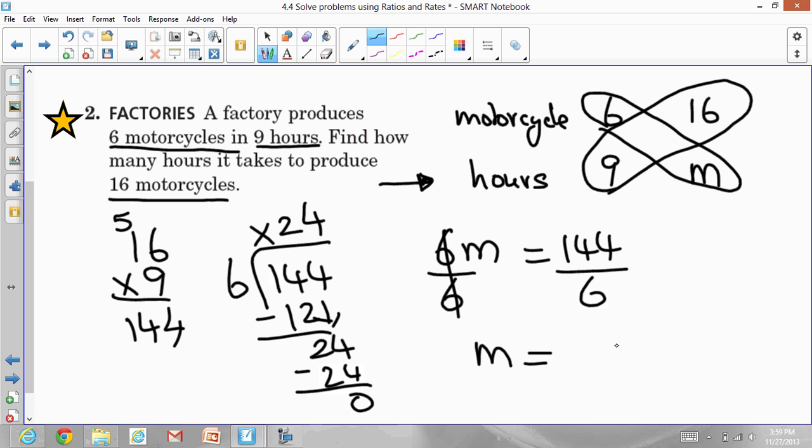6 times 4 is 24. To give you 24, now go back over here. I need a word. So go back over here. M stands for the hours. So 24 hours. So 24 hours is what you need to make 16 motorcycles.